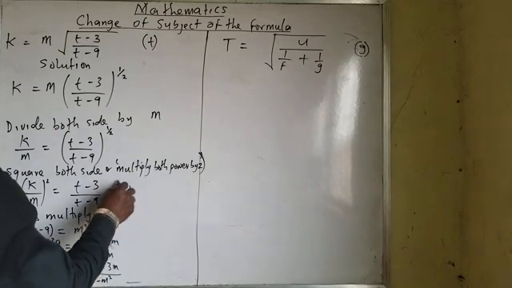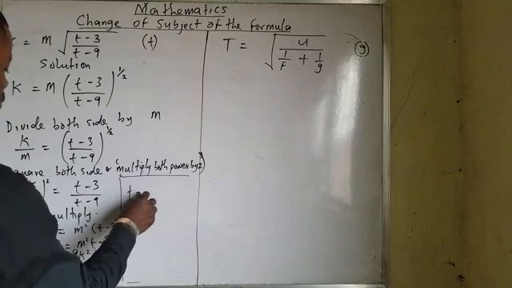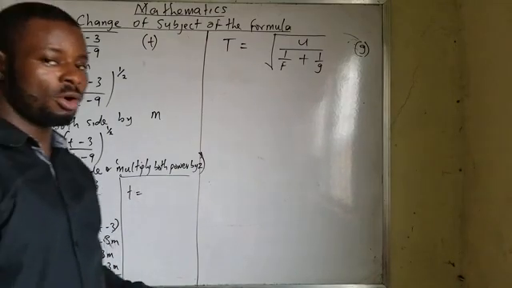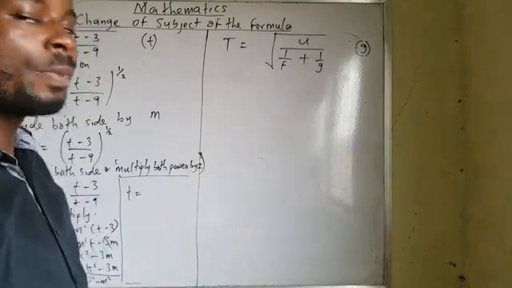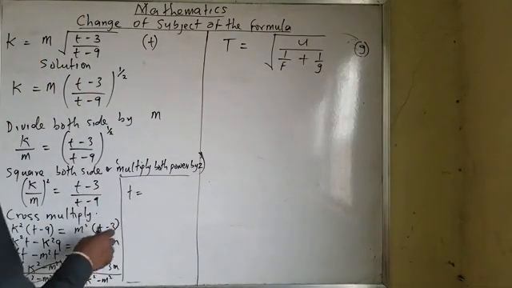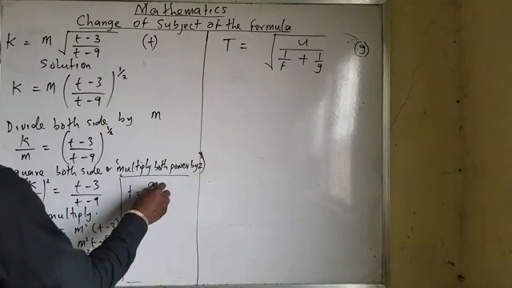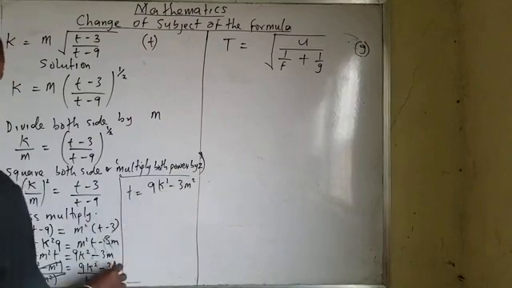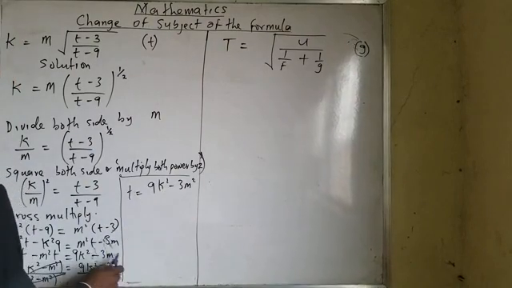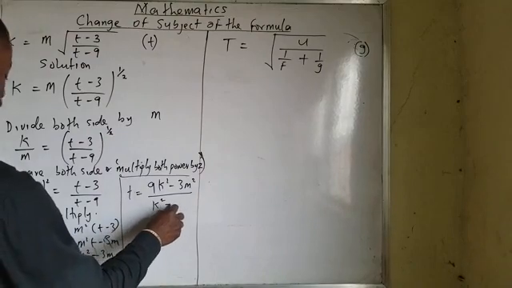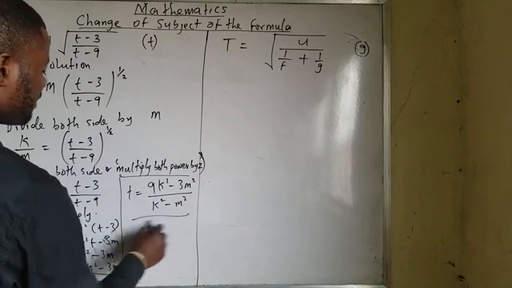Can you see that my T will be equals to, please, T must not be 2T, must not be minus T, and there must not be power of T. If not, you have not, okay. It means I'll be having 9K squared minus 3M squared divided by K squared minus M squared. That is my final answer.